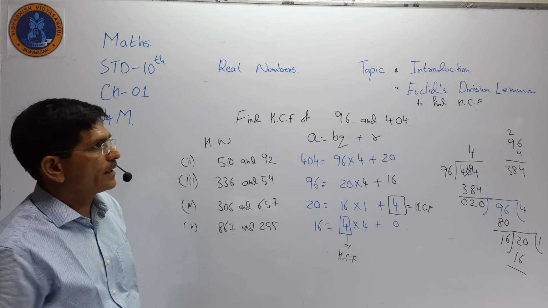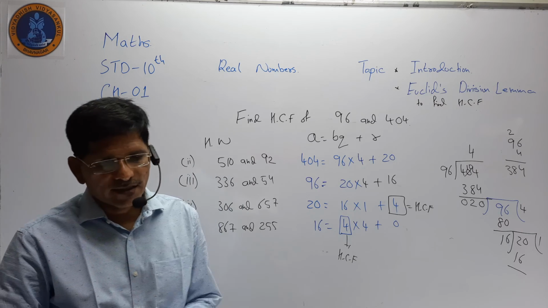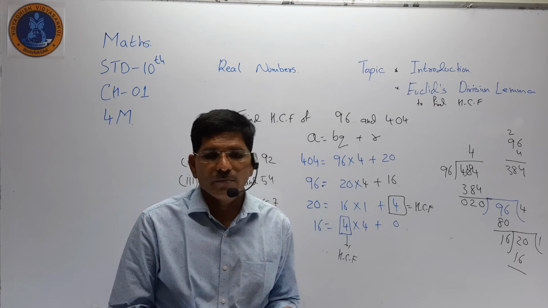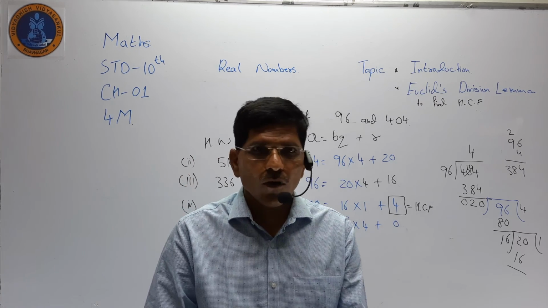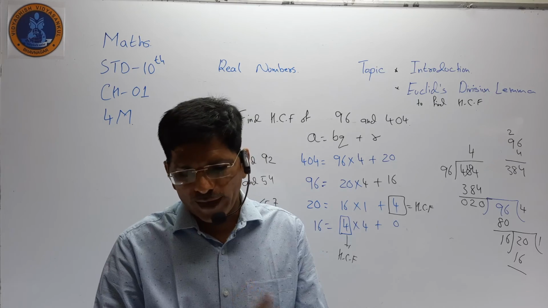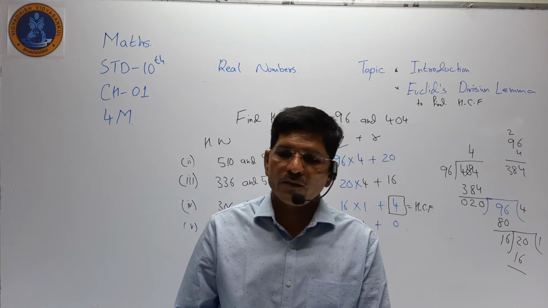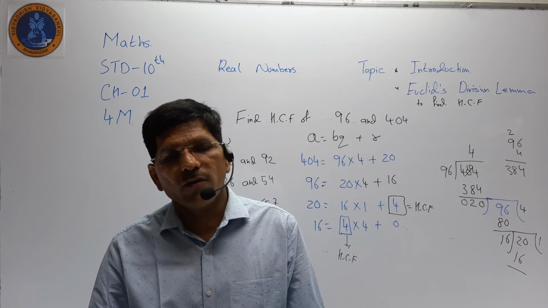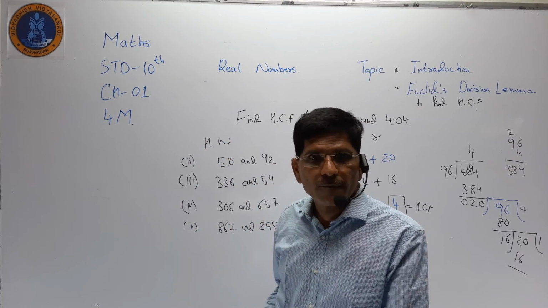So the concept related to Euclid's division lemma we have completed. Now in the next lecture we will find out how to find HCF and LCM by the prime factorization method, or we can do the fundamental theorem of arithmetic in the next lecture. So exercise 1.1 question number 1 is important that you have to do, and in 1.2 these are all the sums you have to do in homework.